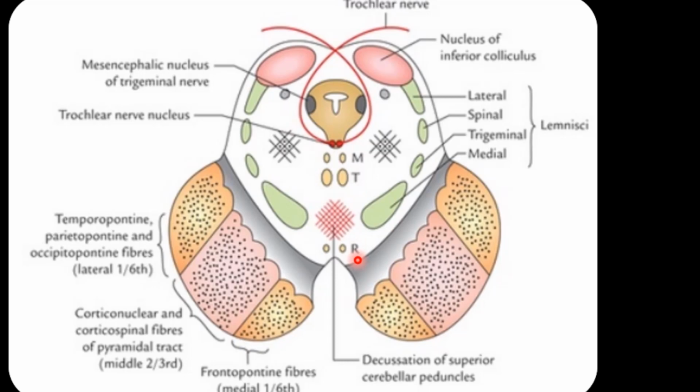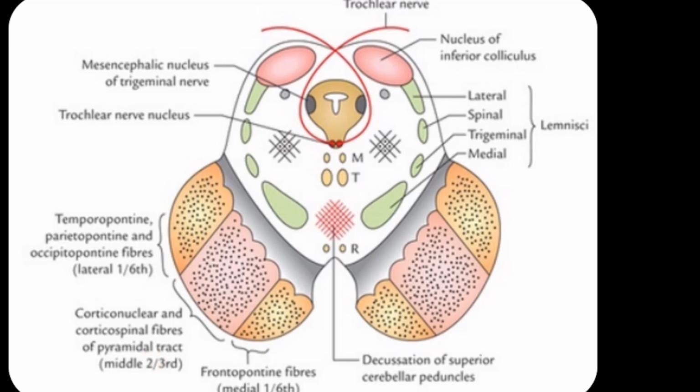Now let's start with the decussation here. The decussation of the superior cerebellar peduncle occupies the central part of the tegmentum, and it forms the most important feature in the lower part of the midbrain. In the lemnisci, we are seeing all the 4 lemnisci. We are seeing the medial, the trigeminal, the spinal, and the lateral.